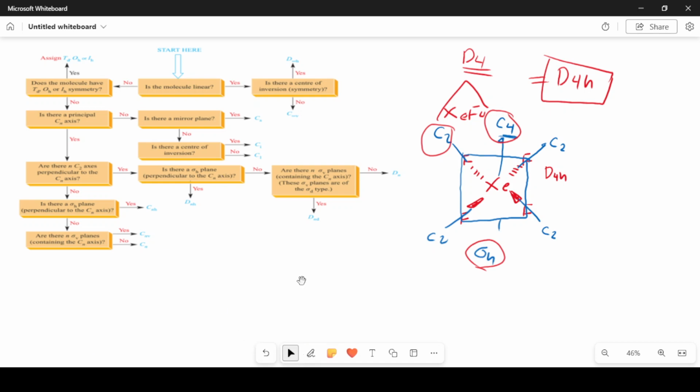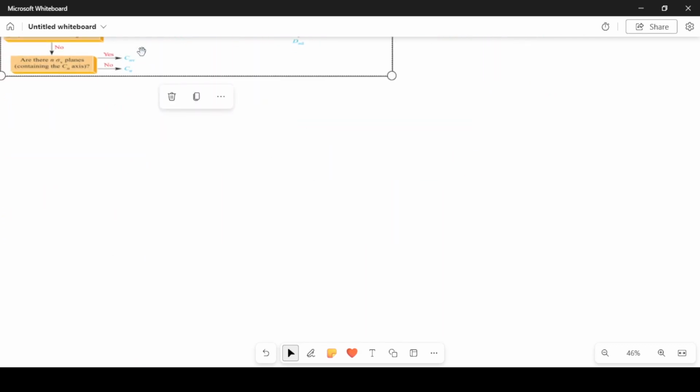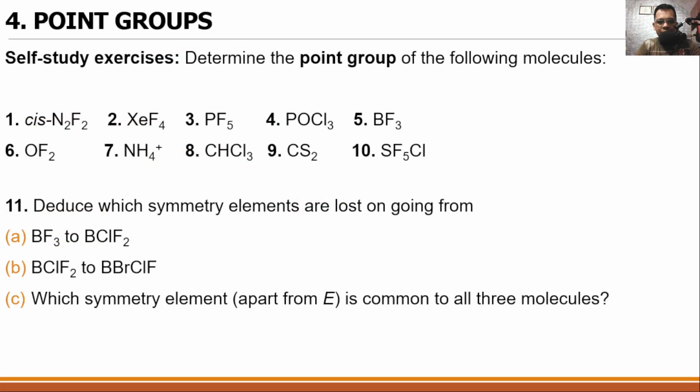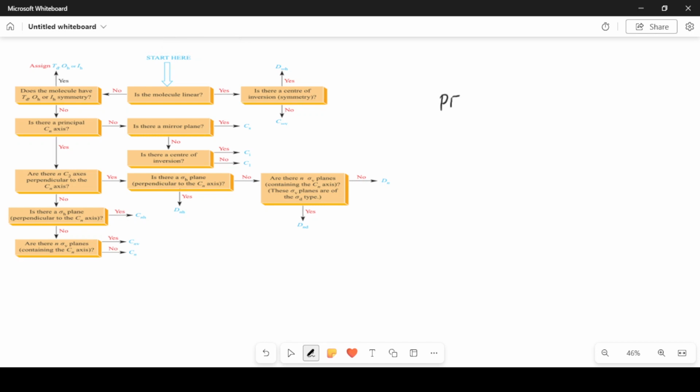So, let's proceed to number 3. I'm gonna just drag this down here. Na-drag down ko lang ng konti. Ayan. So, question number 3 natin is PF5, phosphorus pentafluoride. So, PF5 and its molecular structure ay ganito. So, trigonal bipyramidal. Ayan. So, if you have a molecular model, di ba? It's lucky to have a molecular model.